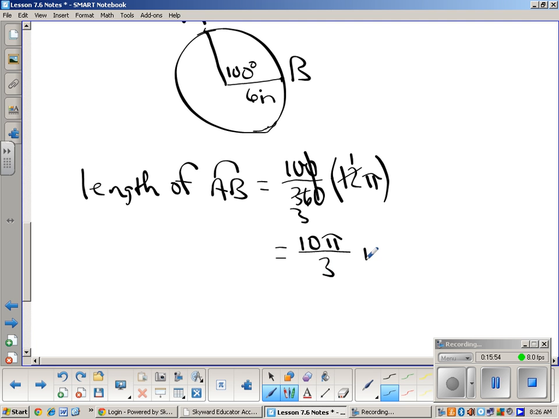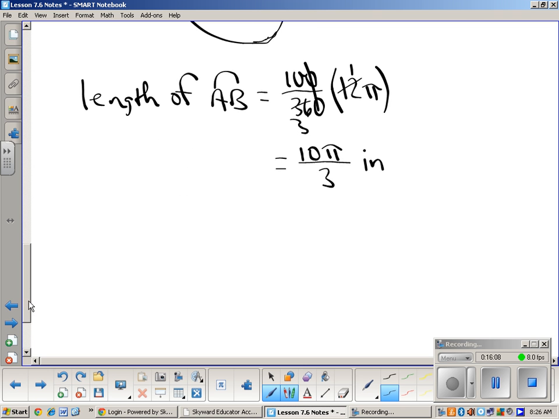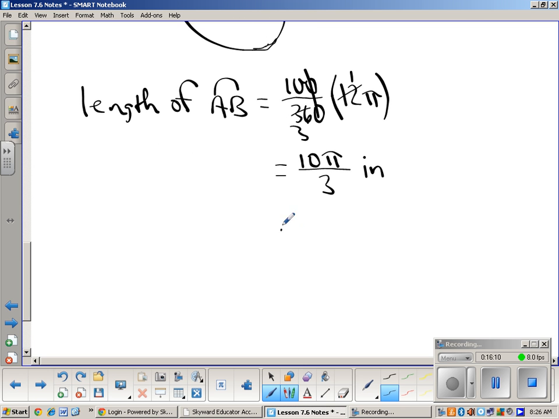So if they want it in terms of pi, it's arc length, so it would be 10 pi over 3 inches. If they say round to the nearest tenth, then I would just say 10 times pi divided by 3. It's going to be somewhere around 10 point something. What is it if they said to round to the tenth? What is it? 10.5.